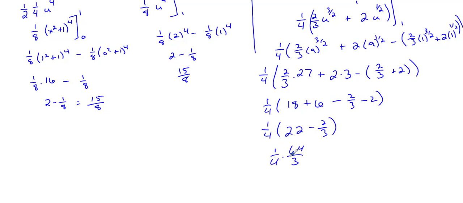64/3 times 1/4. Well, that's kind of convenient. What's 1/4 of 64? 16, so 16/3.